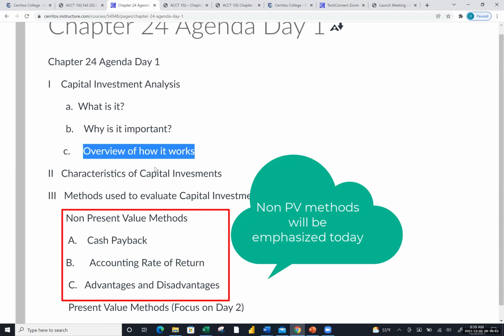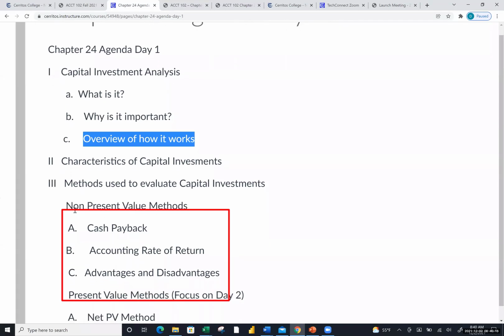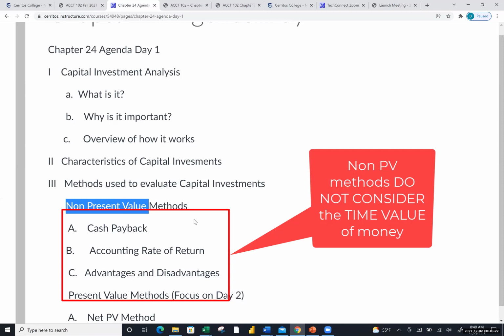We'll talk more about this next time, but present value means a dollar received today has more value than that same dollar to be received a year from now or 2 years from now, because money has a time value to it. And so the first 2 methods that he's going to introduce to you in the book are non-present value methods, which means these methods do not consider the time value of money. Because of that, they're easier.